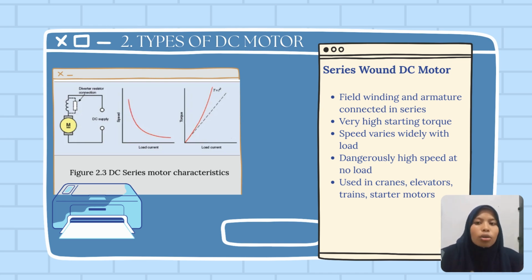However, at light or no load, the motor speed can become dangerously high. Because of its extremely high starting torque, the series motor is ideal for heavy-duty applications such as cranes, electric trains, winches, and automobile starter motors.